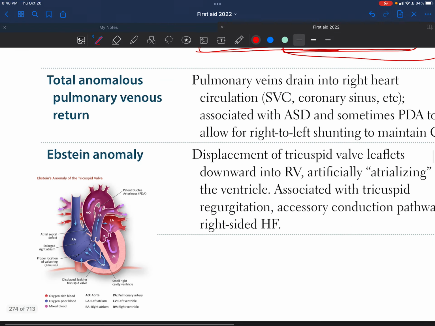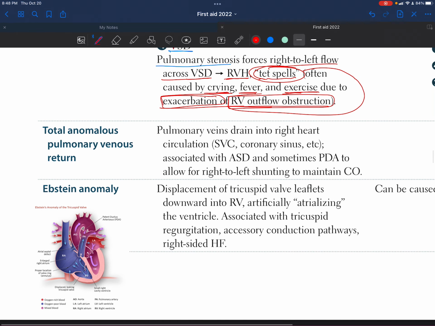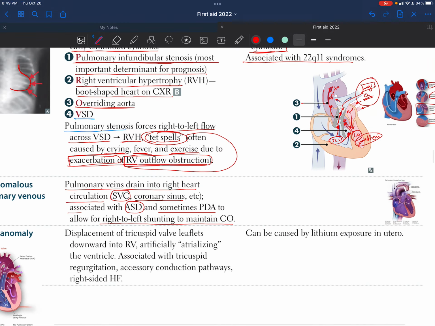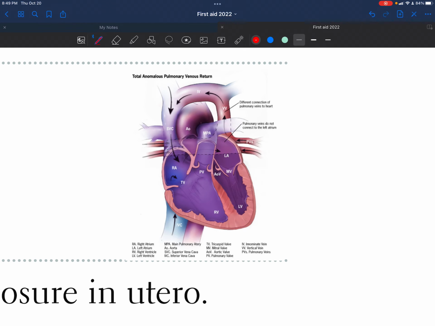So now for the total anomalous pulmonary venous return. The pulmonary veins drain into the right heart circulation, where there is the superior vena cava and the coronary sinus. So this is associated with ASD and sometimes PDA, to allow for right to left shunting to maintain cardiac output. So what we have here is basically an abnormal positioning of the pulmonary veins.